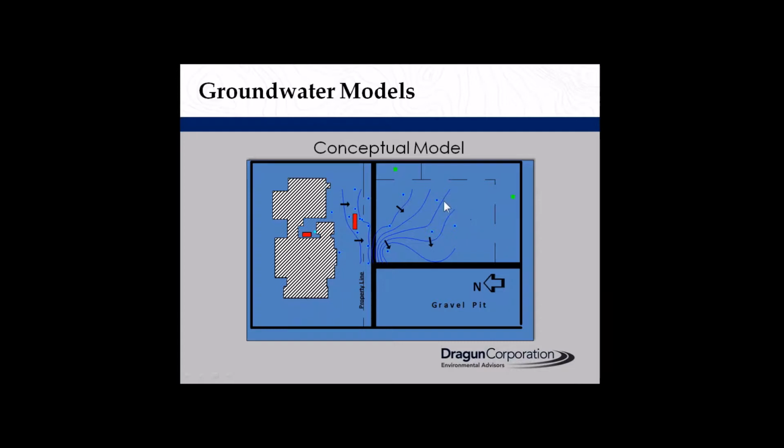You might have multiple of these to describe a particular flow system. In the example that I'm going to go through, there was really only one water-bearing unit that was important, so we're using one flow system. But if you have multiple aquifers in a system, you may have multiple flow diagrams like this to describe what's going on.